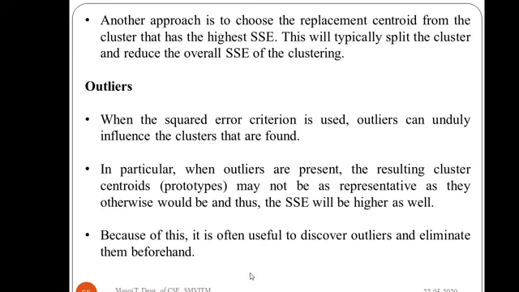Because of this, it is often useful to discover the outliers and eliminate them beforehand. Suppose you can identify the income of the richest person in the country or the world, and you can remove that before you use the data for processing.